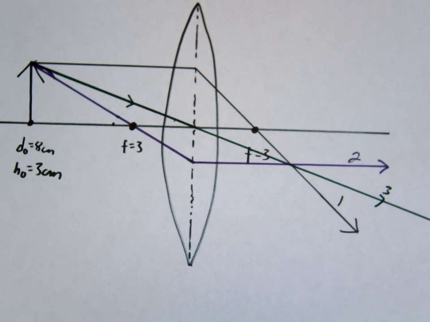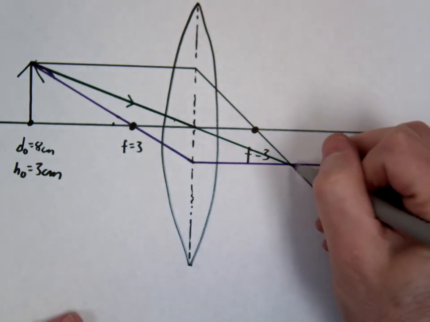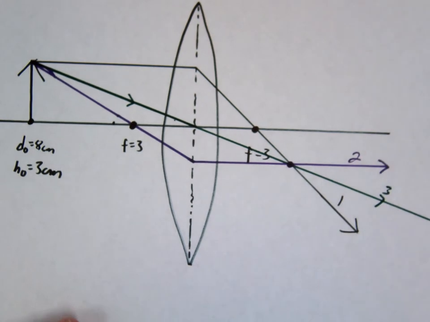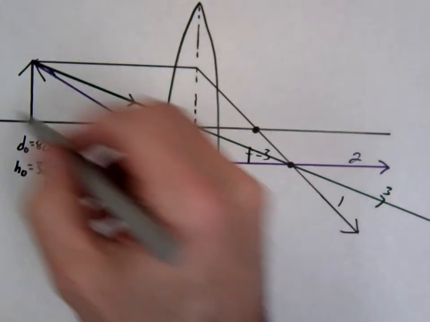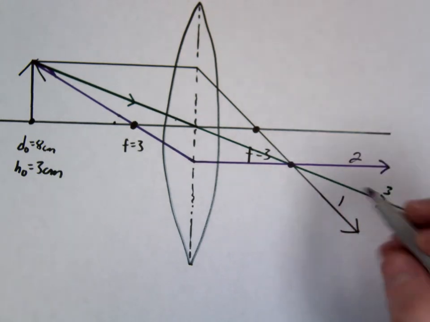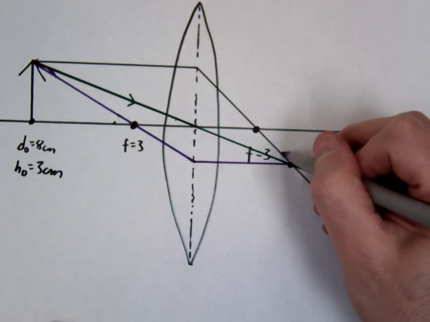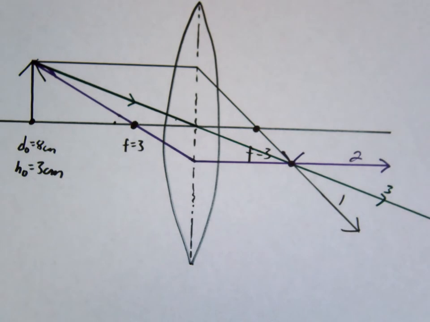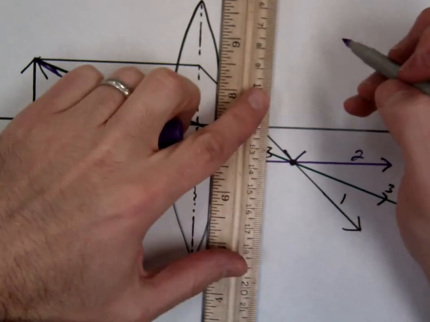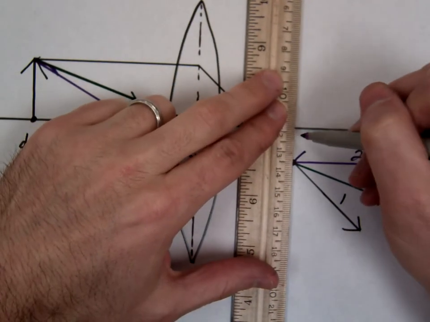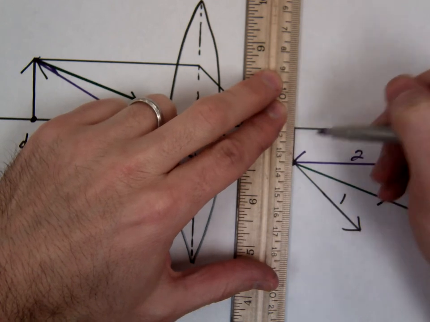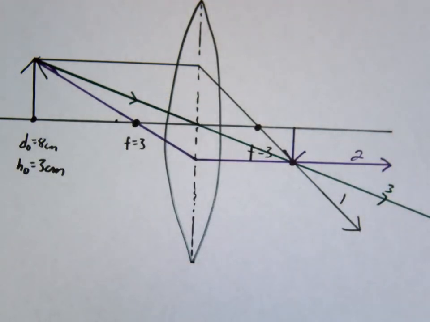Alright, and if you do it correctly, you should have a nice 3-way intersection on the opposite side. Remember, this point represents the tip of the arrow. So notice what happens to my arrow. Again, it's underneath the axis, so it's now flipped upside down. And that would be my image.